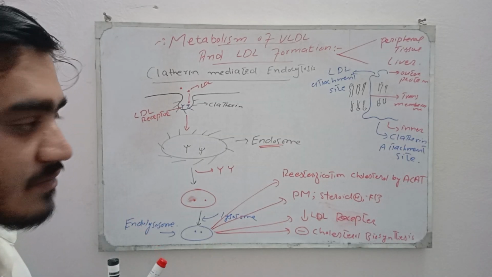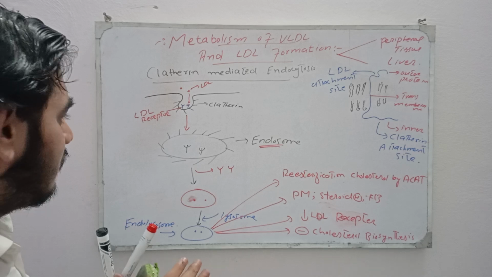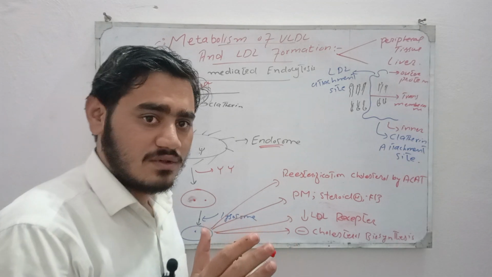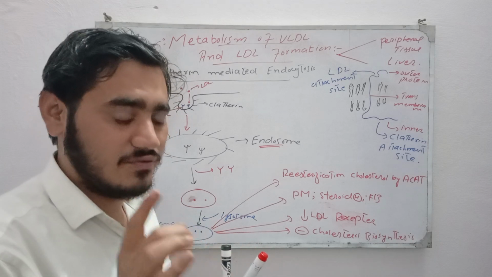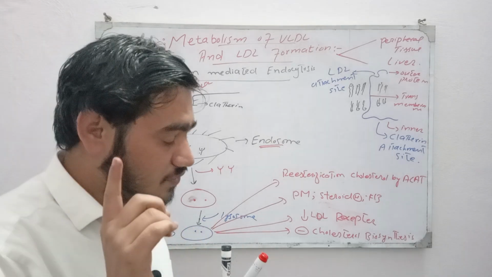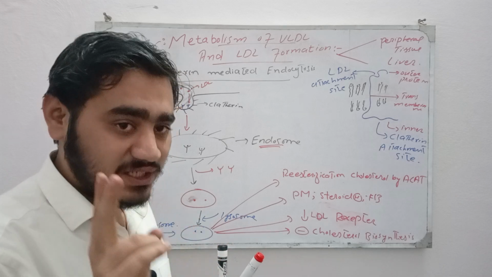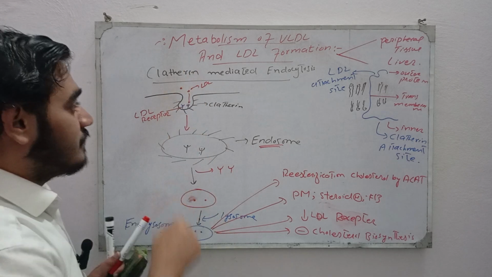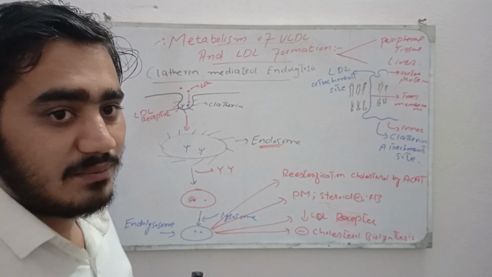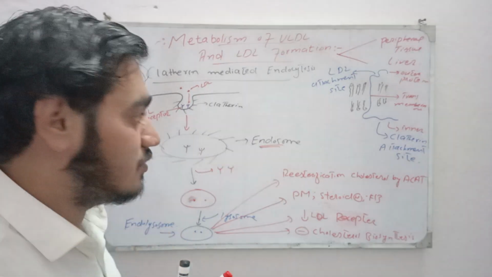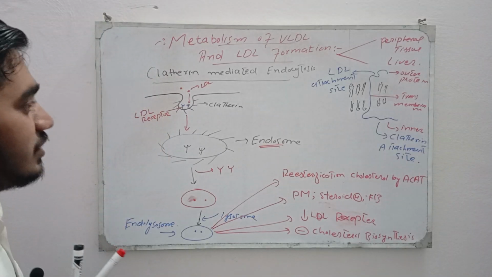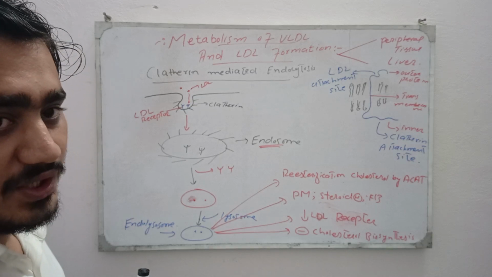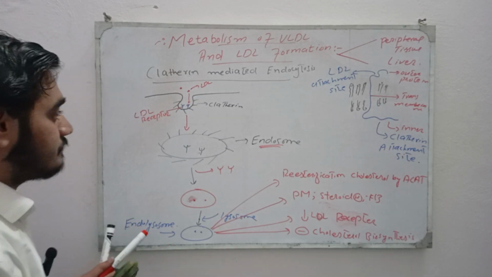And this way, I have cleared three main steps of the metabolism of VLDL. First is the site of synthesis. Second one is the metabolism of VLDL, and the third one is the uptake of LDL by clathrin mediated endocytosis. Now coming to the disorders of the metabolism of VLDL and LDL formation.